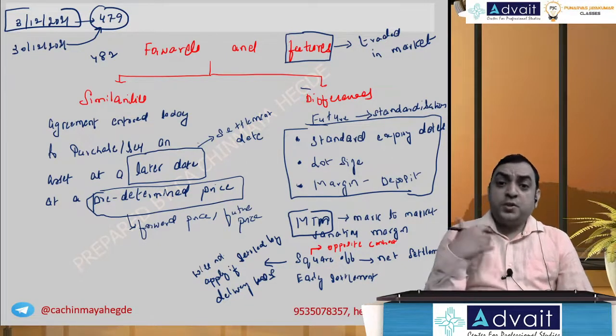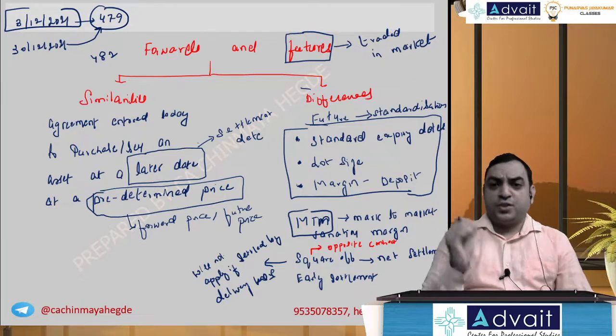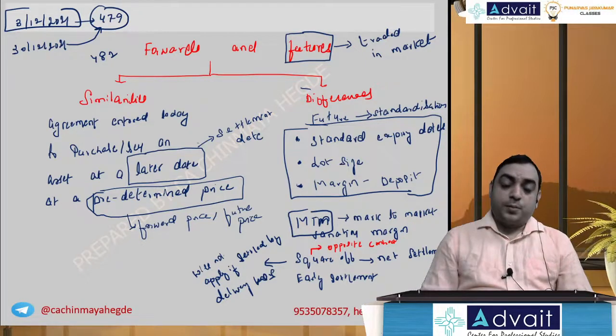And what position do you take? If you're expecting the market price to go up, you take a long position. If you're expecting the market price to come down, you take a short position.